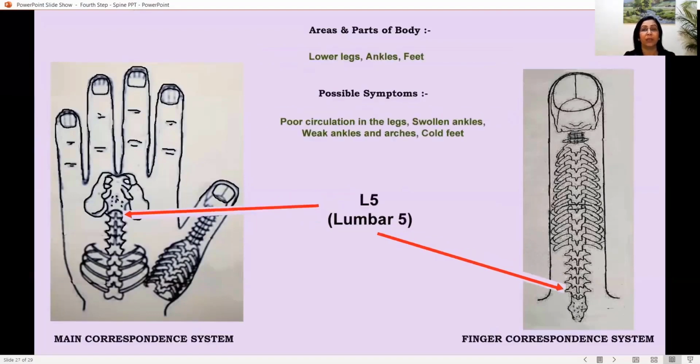Then L5, the lumbar 5 vertebra, is treated for lower legs, ankles, and feet. So generally for sciatica, we treat L4 and L5 because that covers the whole thing: the back problem, the sciatic nerve, and the pain going down to the lower legs, ankles, or feet. And the possible symptoms could be poor circulation in the legs, swollen ankles, weak ankles and arches, cold feet, etc.